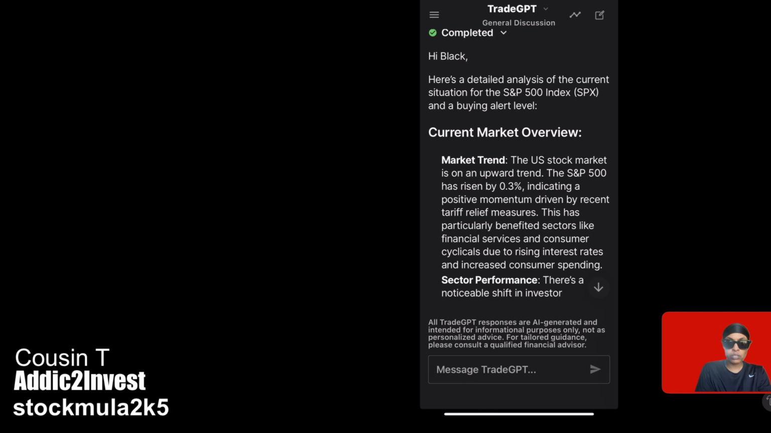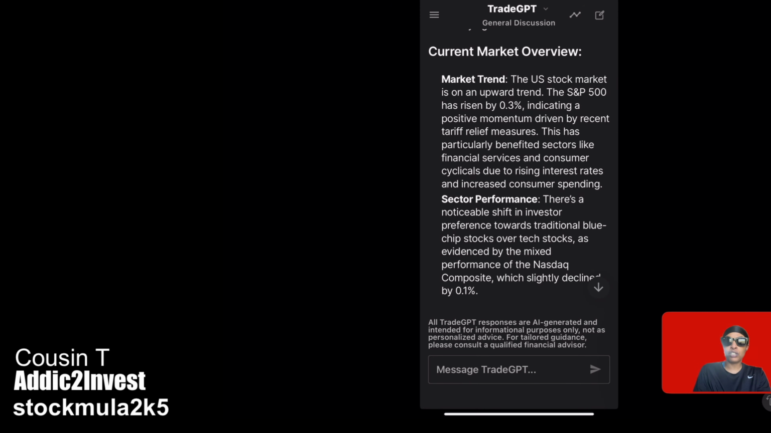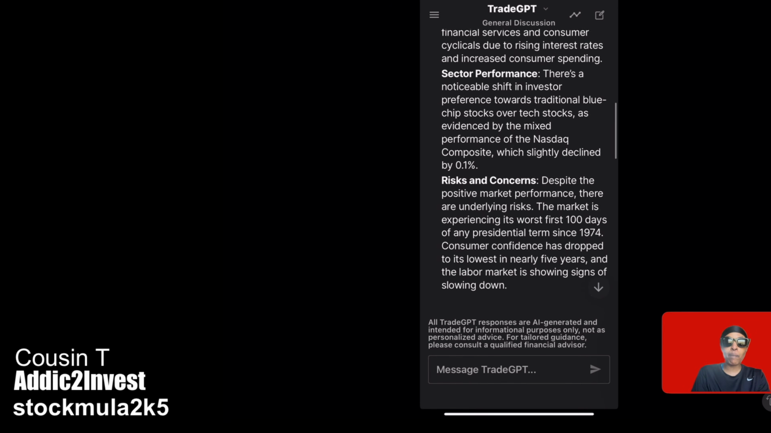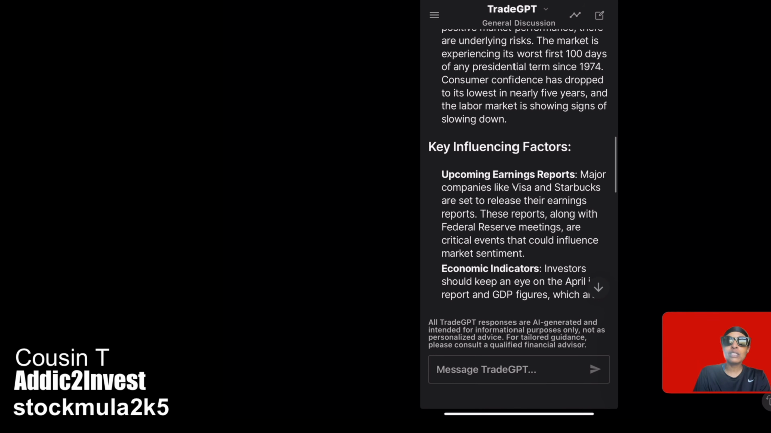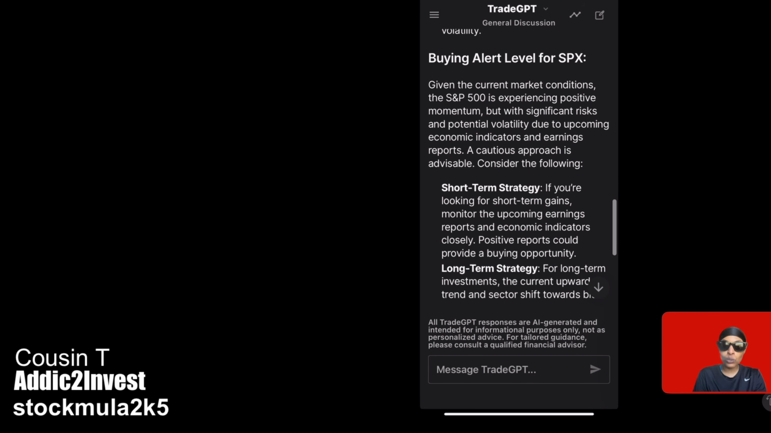The U.S. stock market is on an upward trend. The S&P has risen by 0.3, indicating a positive movement driven by recent tariff relief measures. This has particularly benefited sectors like financial services and consumer sectors due to rising interest rates and increased consumer spending. Sector performance. There's a noticeable shift in investors, blah, blah. Where is the thing at? This is what I be talking about. Buying alert. Come on, get straight to it.